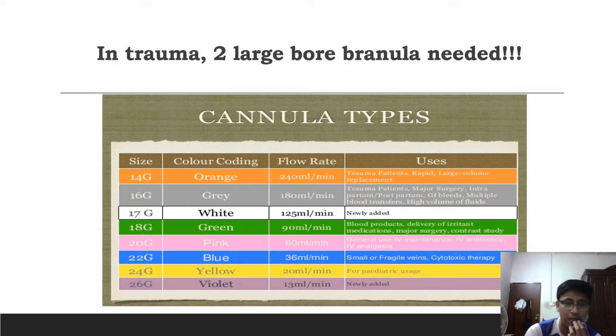Each of them has a different flow rate. The bigger the cannula, the more flow rate per minute. Meanwhile, for the 26G, the flow rate is minimal. The bigger cannulas are used for the trauma patient because in trauma we need large volume displacement. So a bigger cannula helps in fast, large volume displacement of fluids including crystalloid, colloid and blood products.